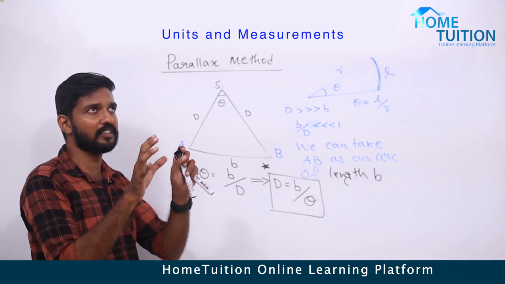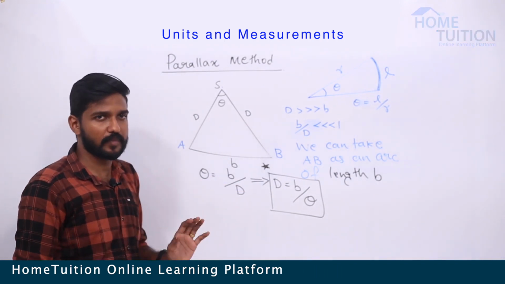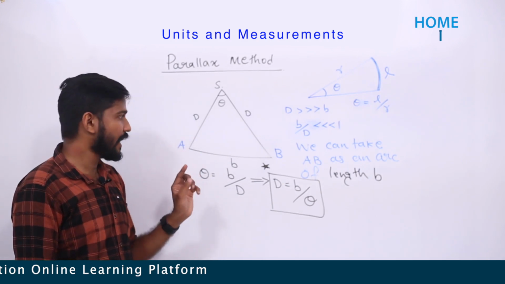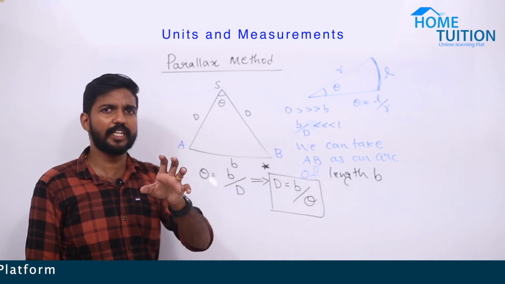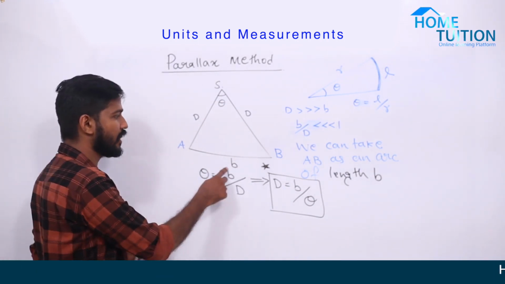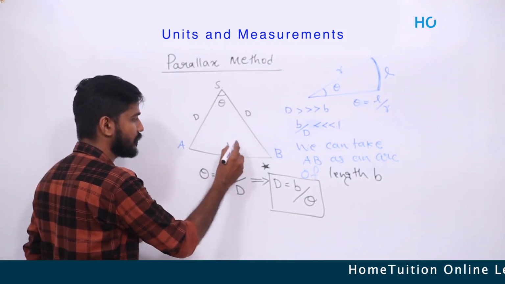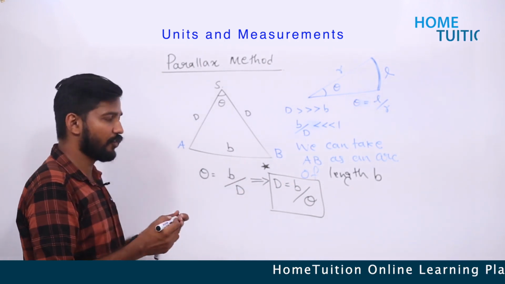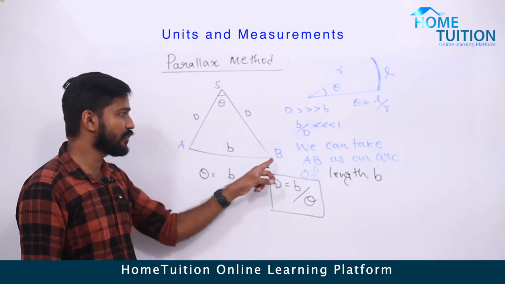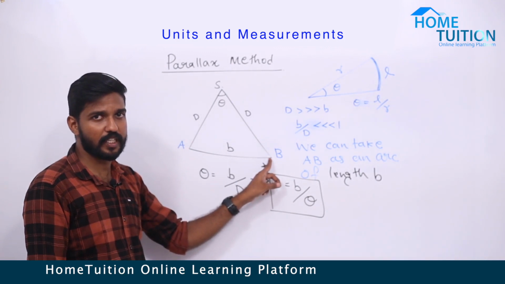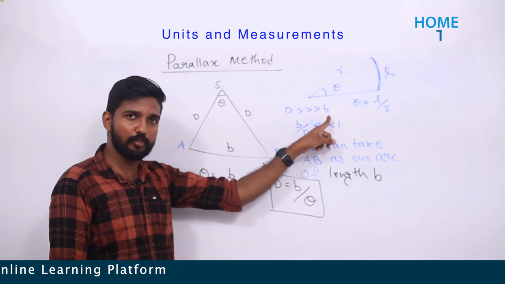Why? Because the star is actually fixed. The distance to the moon from any point on earth is the same, so this is D and this is also D. A and B are two points on earth separated by a distance small letter b. Now listen, all of you know that the distance to the moon or the planet will be very much greater than the distance between the points A and B. It's obvious. So the capital D, the distance to the planet, will be very much greater than b.